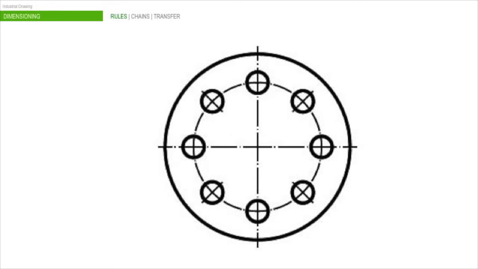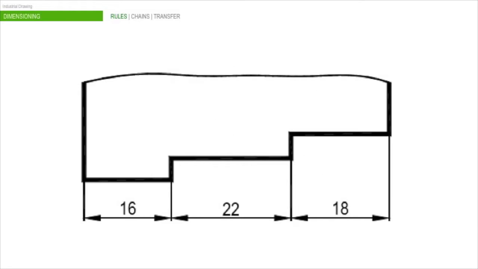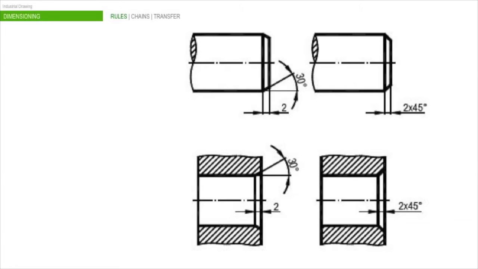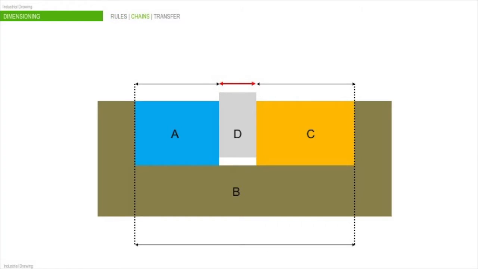Angular dimensions can be avoided if they are not necessary. Try to dimension in an aligned way, and you can use simplified dimensions when the circle is very small. We have different ways for dimensioning chamfers. Now let's see two common operations with dimensions in industrial drawing.